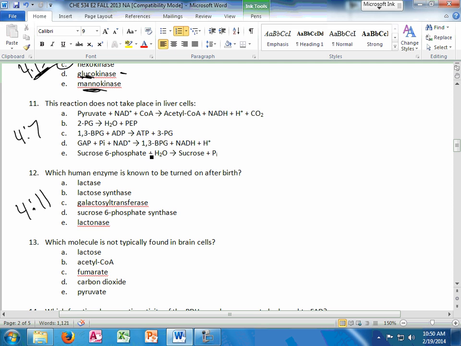This reaction does not take place in liver cells. This is a pretty common thing he does to show something making sucrose, and immediately you have to think plants, and that's not going to be done by any human cells. Again, we see 3 glycolysis reactions and the PDH complex.